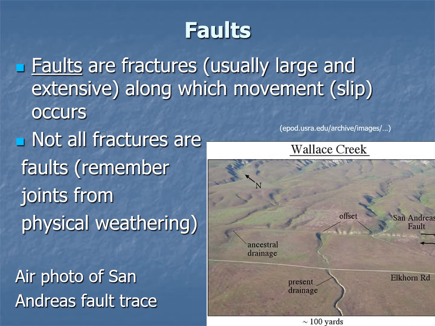And just so you know, not all fractures are faults. Remember back when we learned about sedimentary rocks and physical weathering, we talked about joints that are just fractures in the rocks. So not all fractures are going to be faults. This picture we're looking at here is a really good image of the San Andreas Fault trace in an arid region of California. And here Wallace Creek has been offset by about 100 yards or 300 feet. This took, of course, several earthquakes for that offset to occur.